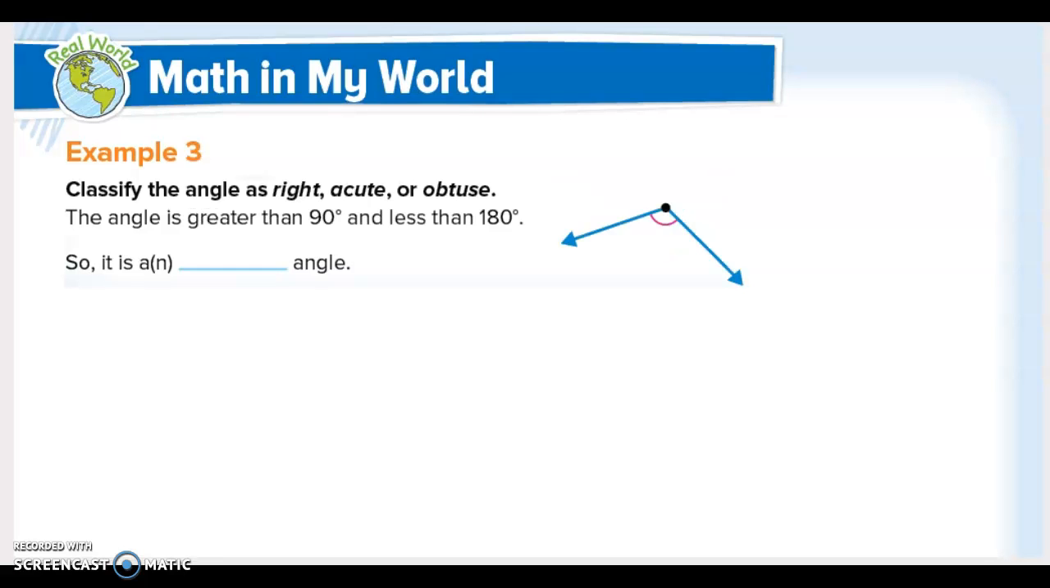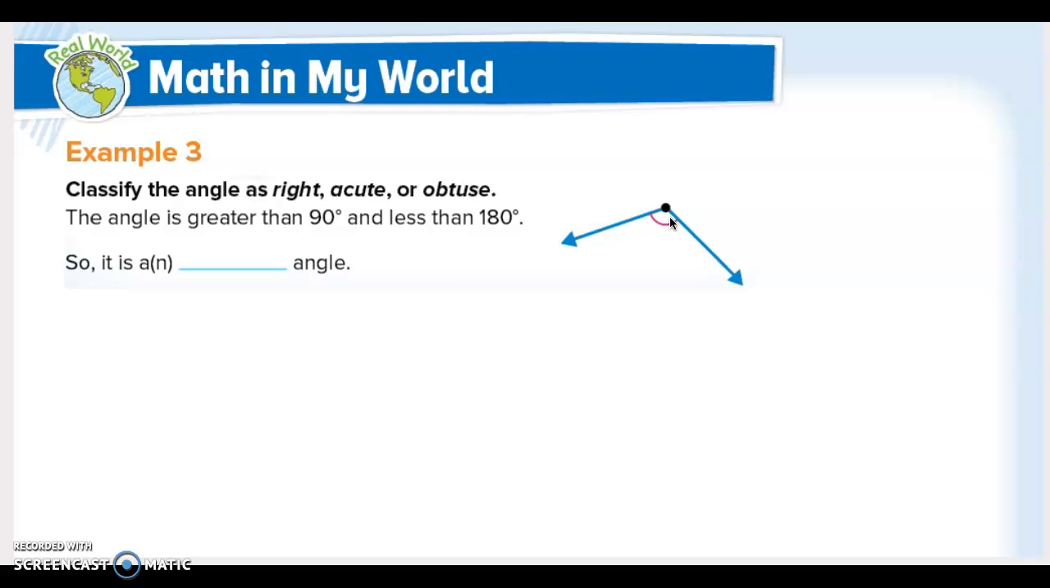Example number 3. Classify the angle, again, as right, acute, or obtuse. So now don't get confused. This one is facing a different direction, but again, we're looking for that space between the rays. And you can always tell which space they're talking about because of this little arc here. They'll always put this on the side of the angle they want you to measure. So we're not measuring all this outside area. We're measuring this inside area.